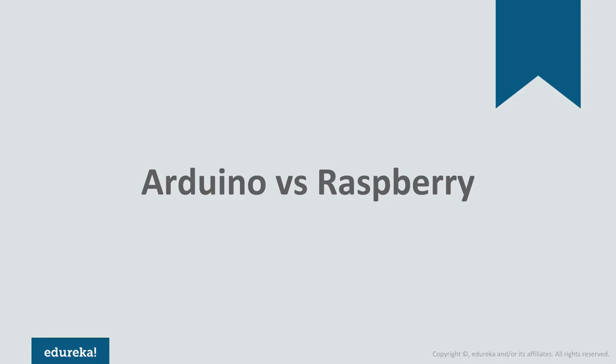Now, looking at the rise in the popularity of Internet of Things, I've come up with this tutorial to make sure you people pick or purchase the right development boards for your IoT projects. Now, the Arduino and the Raspberry Pi are your go-to boards for all things IoT.